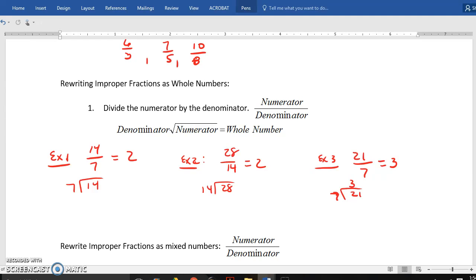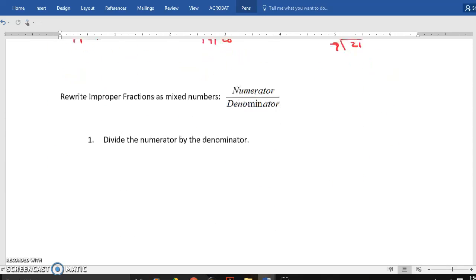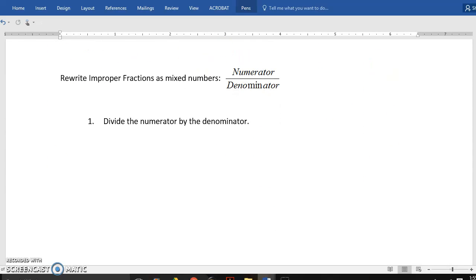So anytime we simplify these improper fractions to whole numbers, all we do is divide, because all fractions are division problems. Next, what happens if we want to rewrite an improper fraction as a mixed number? This is when you do the division and it doesn't come out even, meaning you have a remainder.